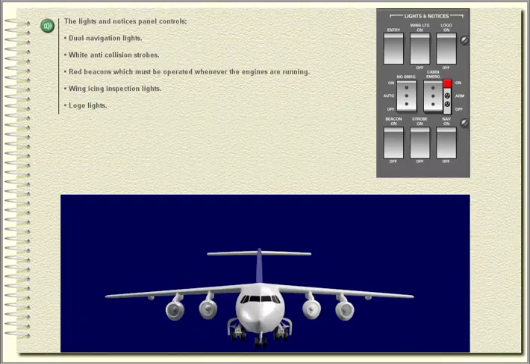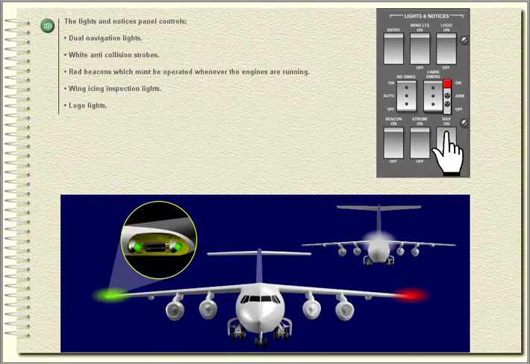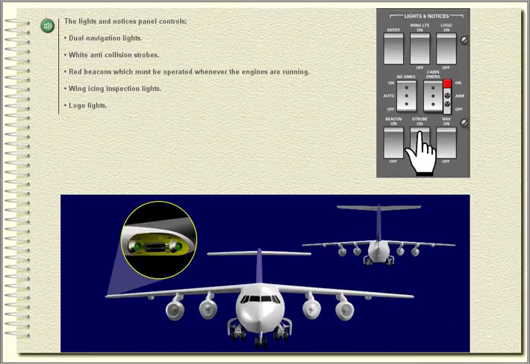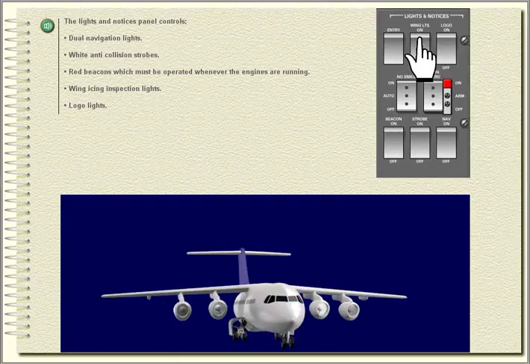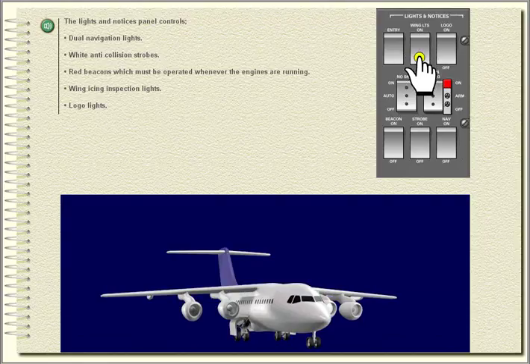the lights and notices panel controls dual navigation lights, white anti-collision strobes, red beacons which must be operated whenever the engines are running, wing icing inspection lights, logo lights.